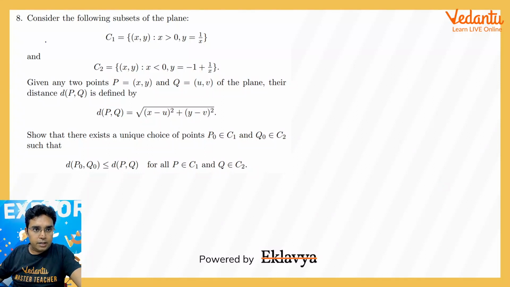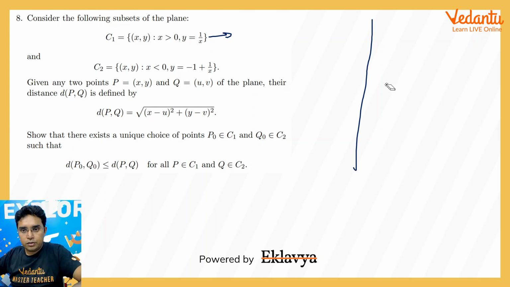This last question, that is question number 8, consider the following subsets of the plane. Subset of the plane C1 is (x, y) such that x greater than 0 and y is equal to 1 upon x. And C2 is (x, y), x less than 0 and y is equal to minus 1 plus 1 upon x. So you can see this is a rectangular hyperbola, one of the branches.